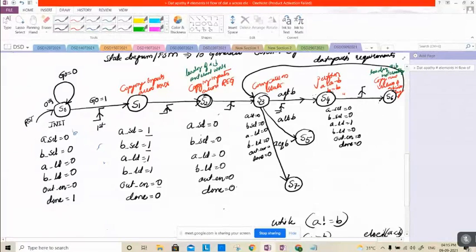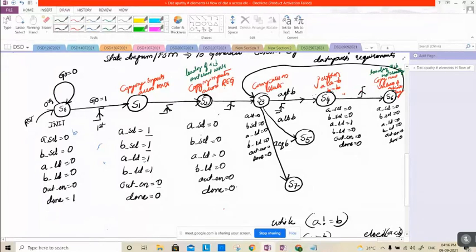Is it clear? Yes sir. Only indication, the number of states has been increased. So for a clear understanding of the problem, here in S6 again, A selection value will be 0, B selection value will be 0, A load value will be equal to 0, B load value will be equal to 0, out enable will be equal to 0, and the done value will be equal to 0.